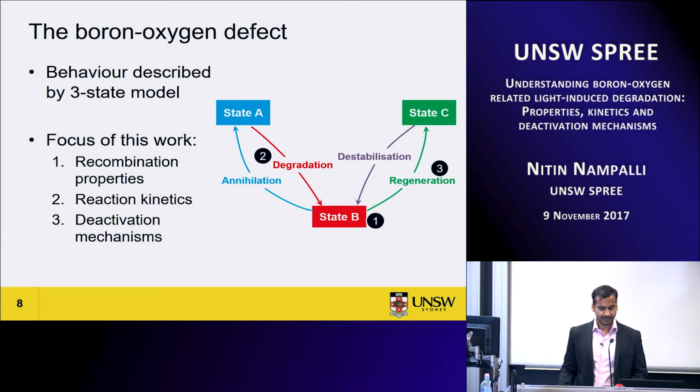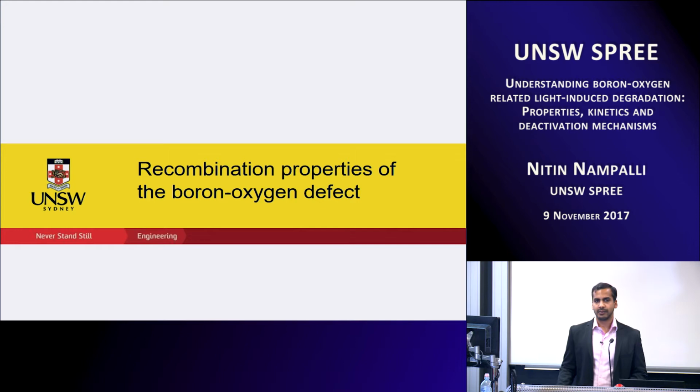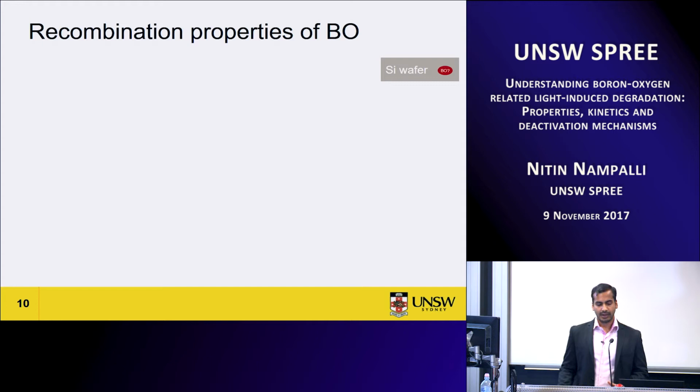So starting out with the first part of my talk, which is about the recombination properties of the defect. If you start off with a silicon wafer, you have an unknown amount of boron oxygen, say immediately after the wafer has been in a wafer that hasn't been processed yet. And if you dark anneal it, then you temporarily deactivate the defect.